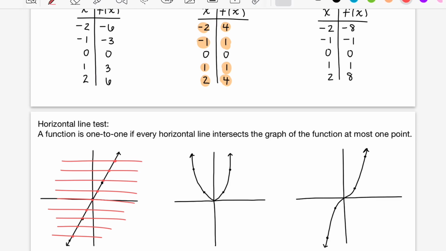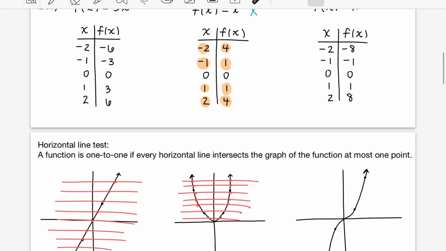Similarly, for x squared, we draw a bunch of horizontal lines on the graph. We see that these horizontal lines intersect our graph at 2 points, here and here, for each of these horizontal lines that we draw. So this one is not one-to-one by our horizontal line test, and we also confirm that by looking at these output values.